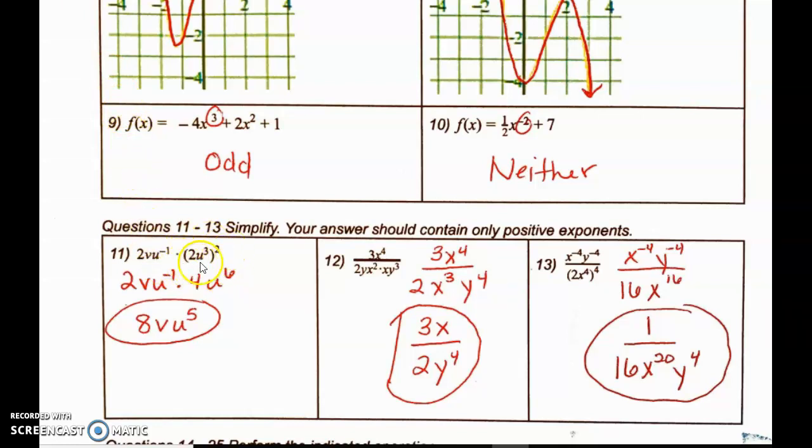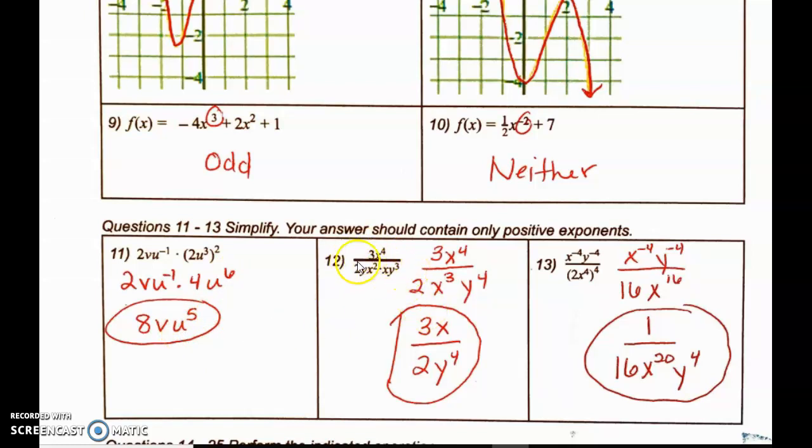So the first thing I had to do in 11 was distribute the 2. So this became 2 squared, which is 4. And when I distribute, I multiply little numbers, so that became u to the 6th. And then I treated numbers like numbers. 2 times 4 is 8. My v's, I had v to the 1st and no other v's, so there's just a v to the 1st. And then my u's, I had u to the negative 1st times u to the 6th. If you multiply, you add those exponents, so that gives me u to the 5th.